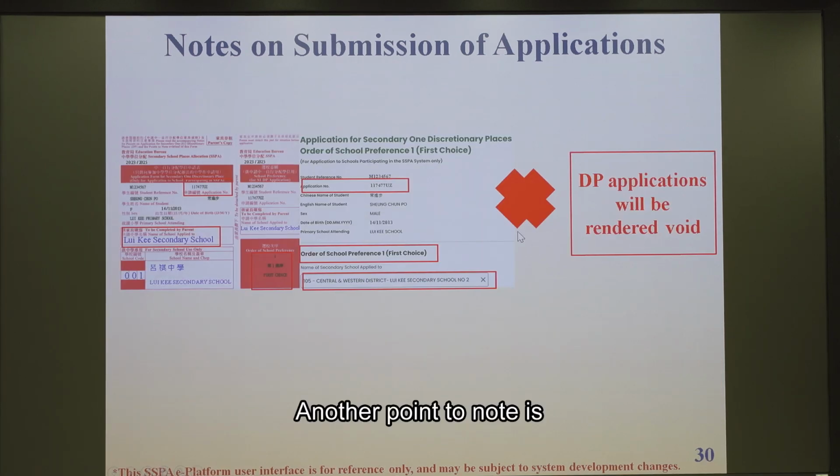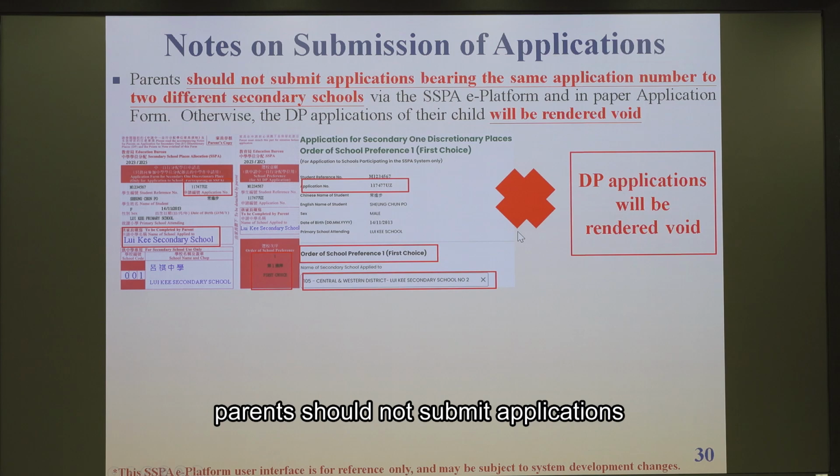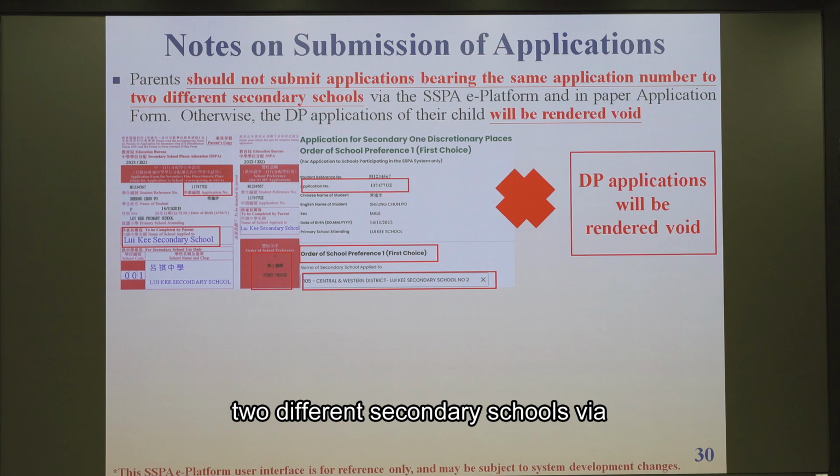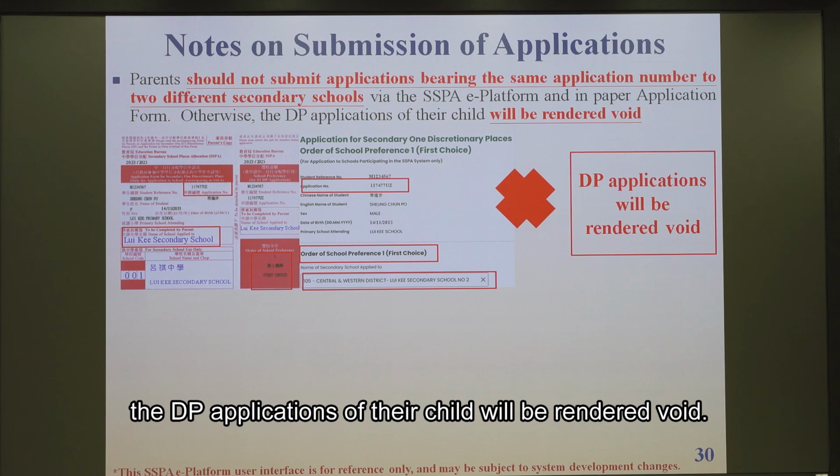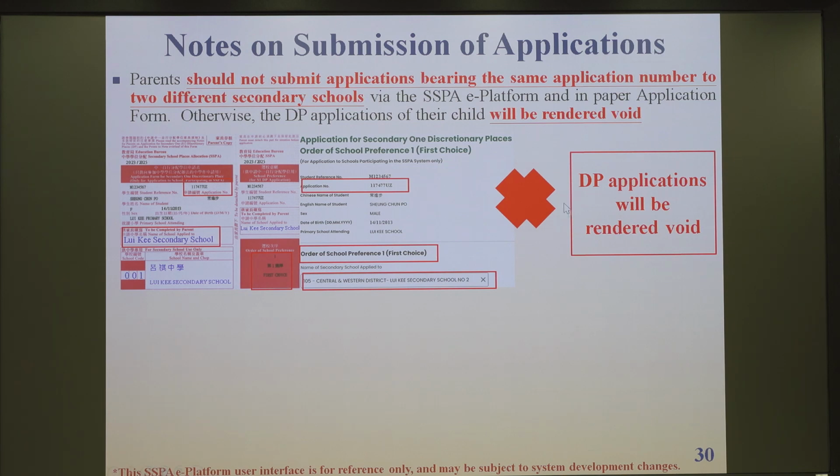Another point to note is, parents should not submit applications bearing the same application number to two different secondary schools via the SSPA e-platform and in paper application form. Otherwise, the DP application of their child will be rendered void.